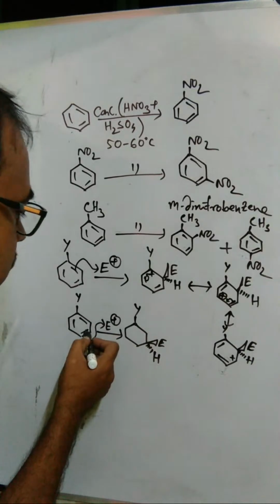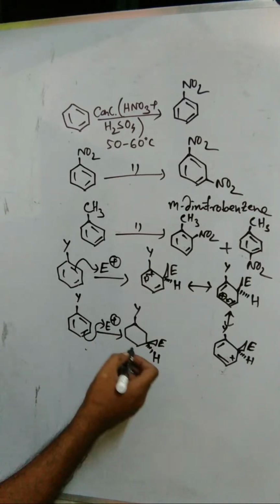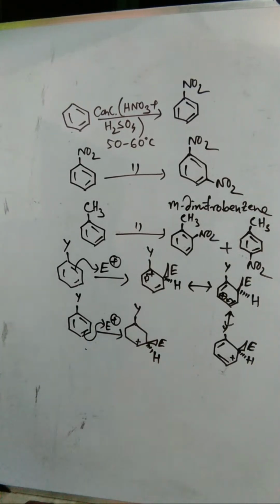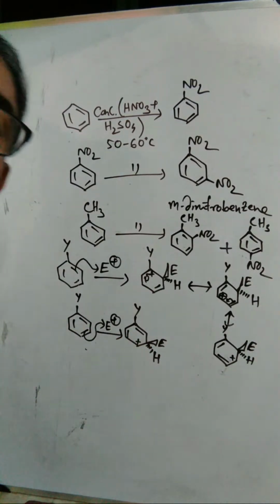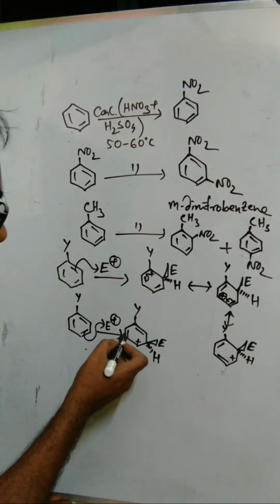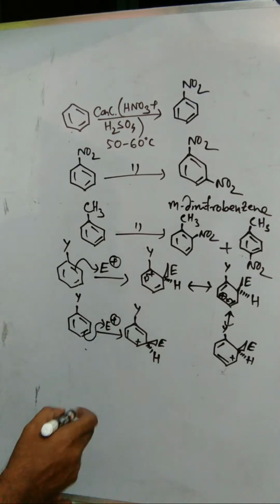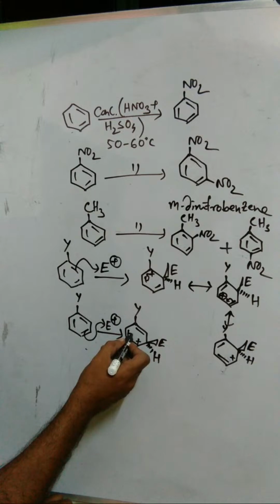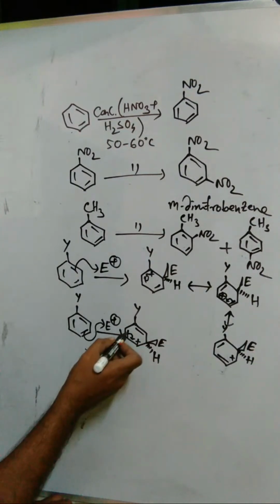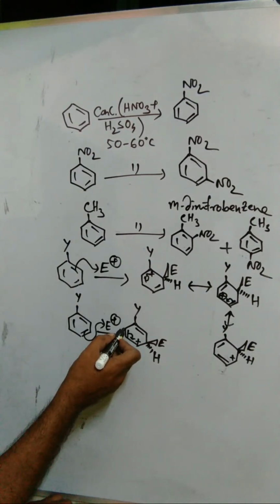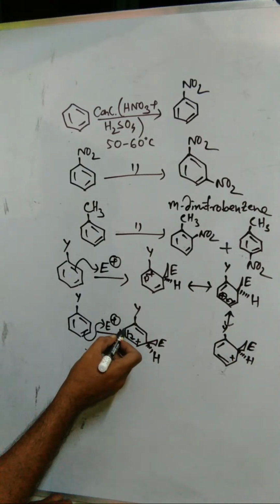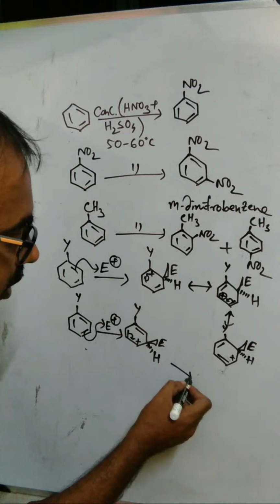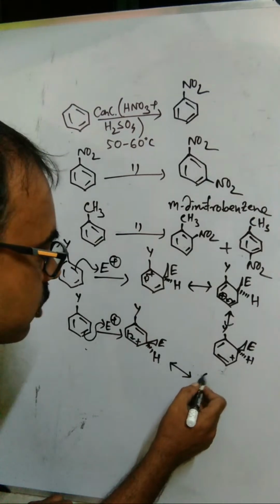Now the bond is broken from this carbon, so the positive charge will be on this carbon atom. These two pi bonds remain intact. Now what will be the resonating structures of this carbocation? Just to reduce the positive charge, this pi bond will come here and the bond is broken from this carbon. So in the next resonating structure, this carbon will carry a positive charge.